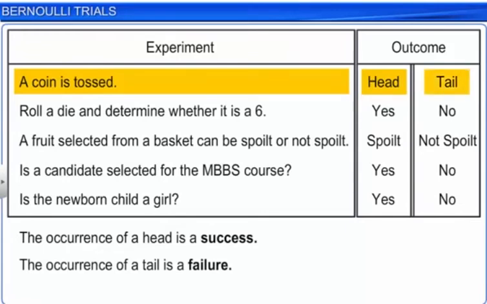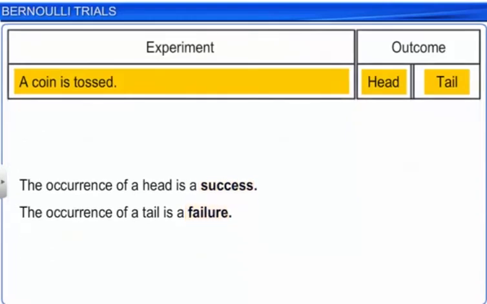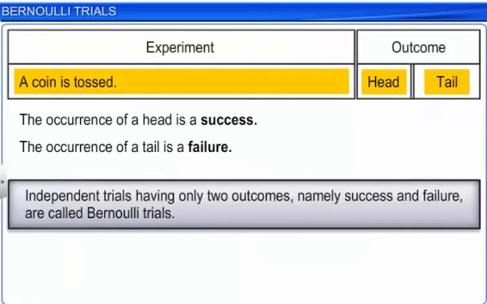If we perform this experiment any number of times, then each trial will have only 2 outcomes, success and failure. This means that these trials are independent, and hence the outcome of one trial is independent of the outcome of the others. Such independent trials having only 2 outcomes, namely success and failure, are called Bernoulli trials.